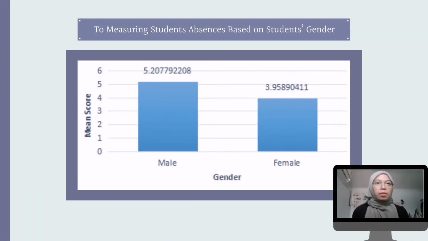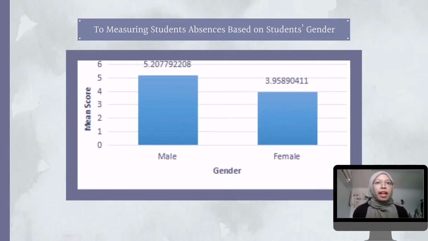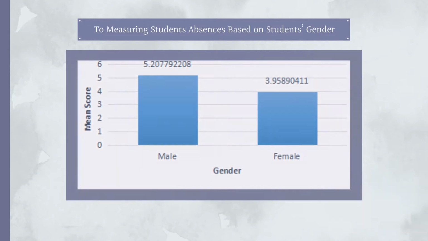Based on the graph, it shows that male students have a higher mean score than female students. The mean score for male students is 5.20779228, while the mean score for female students is 3.9589041. This shows that a higher percentage of male students recorded absence from school compared to female students.